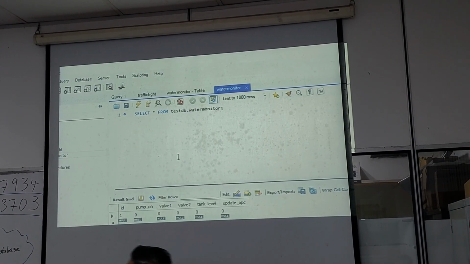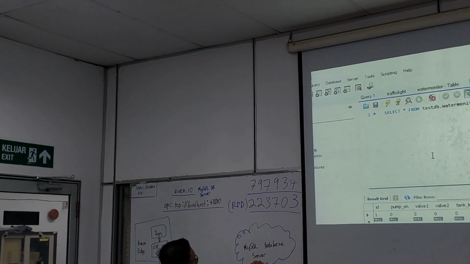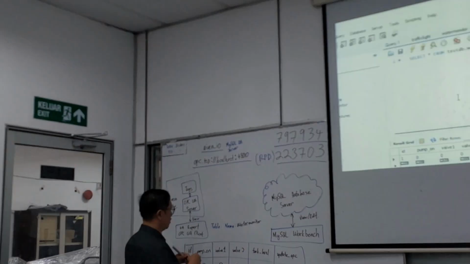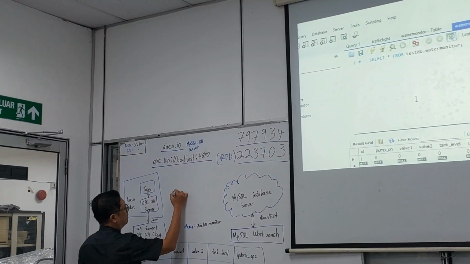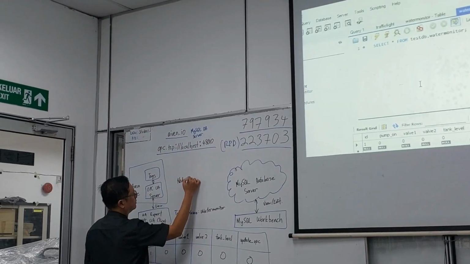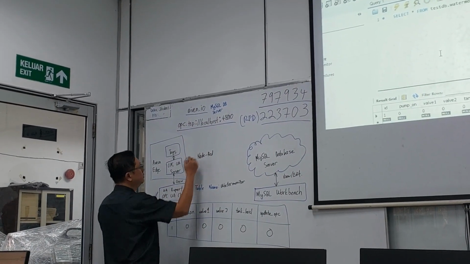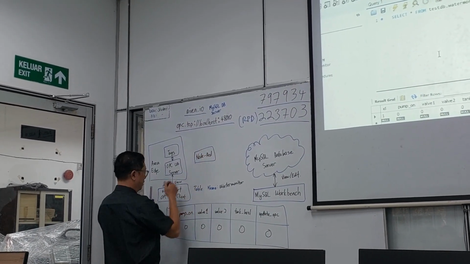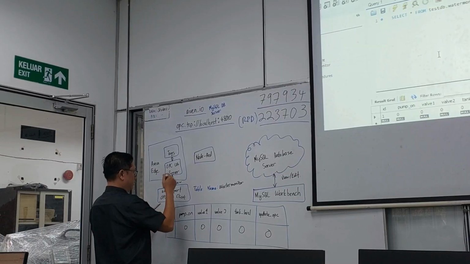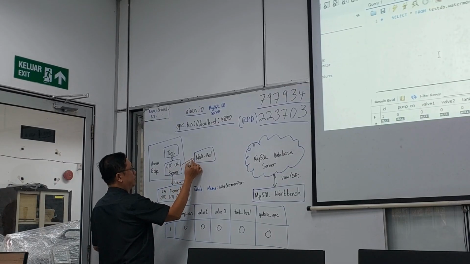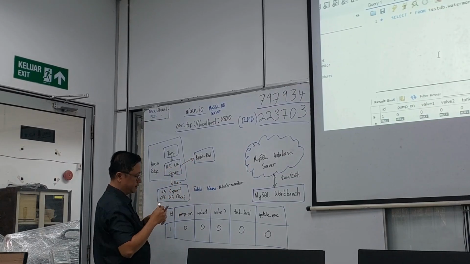So now we have created the table inside this MySQL database server already. So the next thing we're going to do is to connect. We'll get this information from the OPC UA server to Node-RED first.